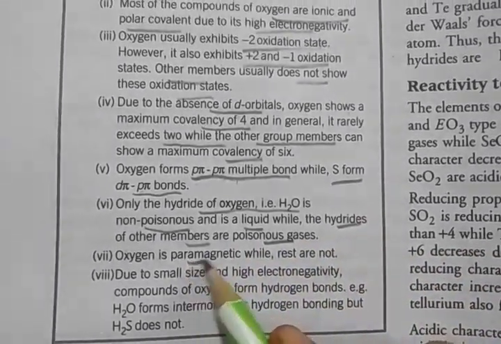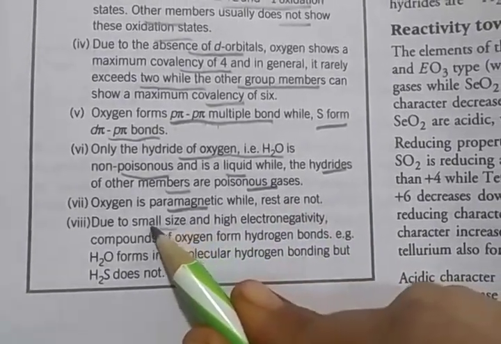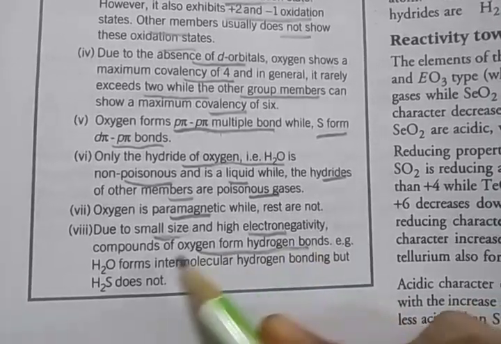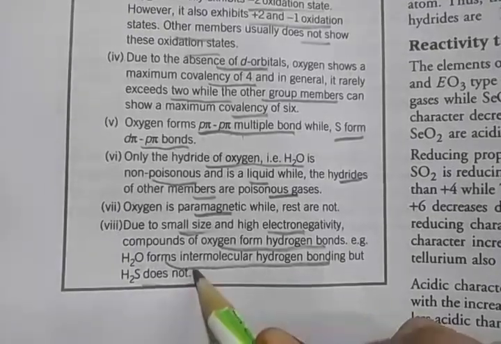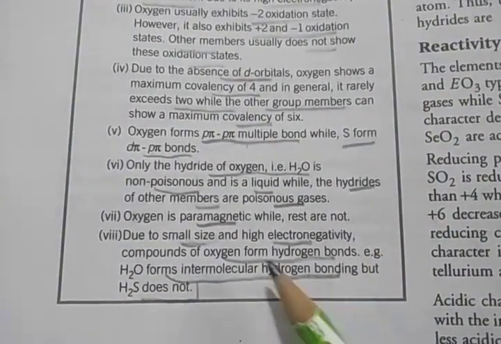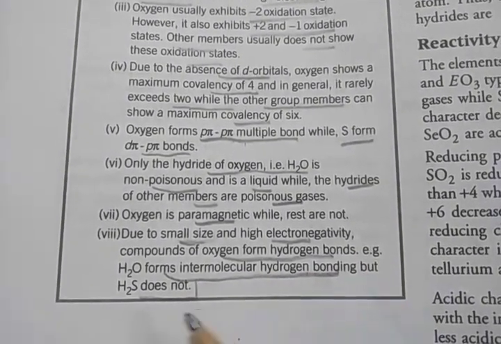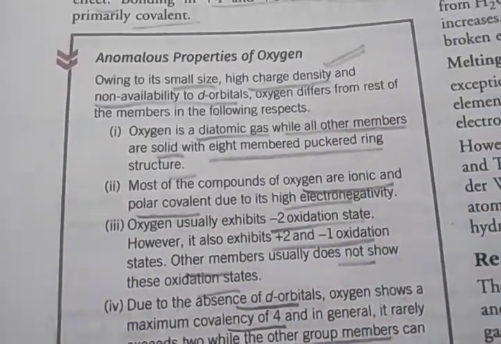Then oxygen is paramagnetic while the rest are not. Then due to small size and high electronegativity, oxygen forms hydrogen bonds. H2O forms intermolecular hydrogen bonding, but hydrogen sulfide does not. Okay, so these are the properties which differ from the rest of the members.